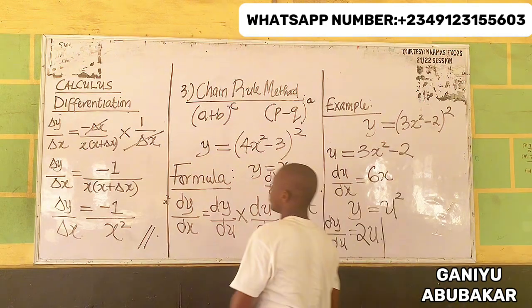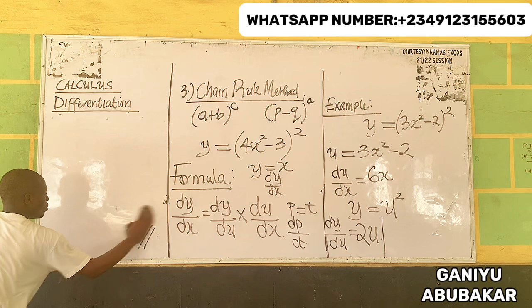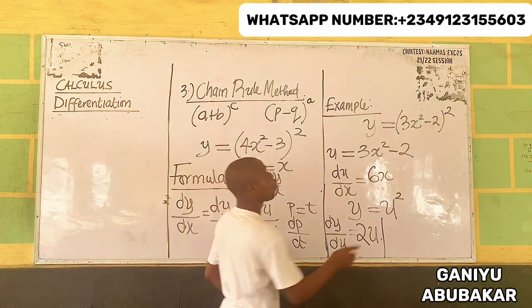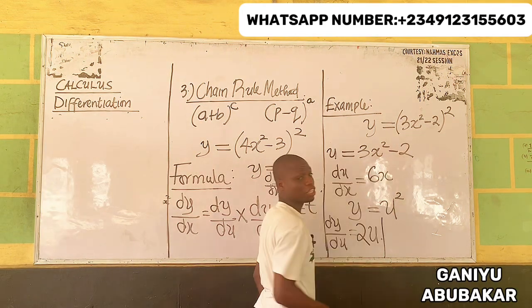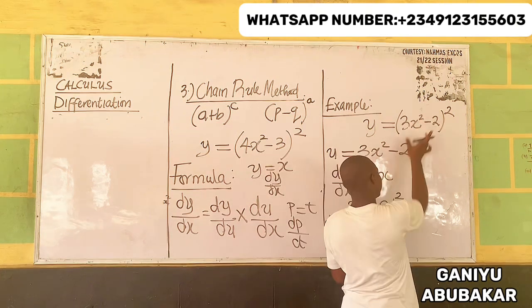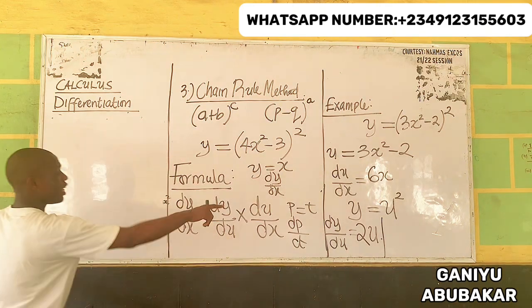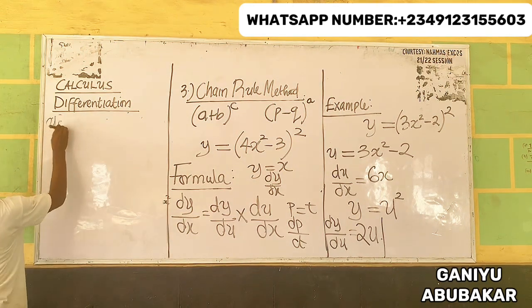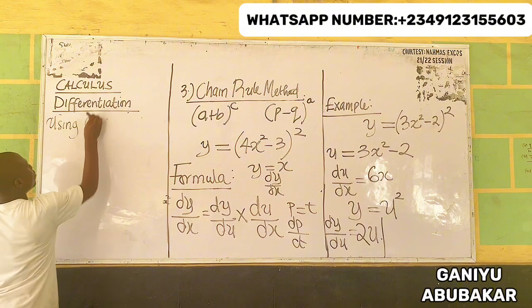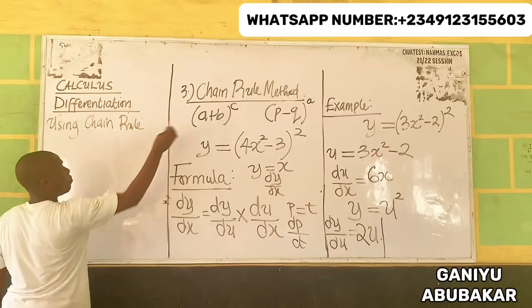Just watch, please. First task, call the term in brackets u and differentiate. When you are done, I have y equal to what? This thing is u, then it's squared. Now, at this junction, using the chain rule formula.